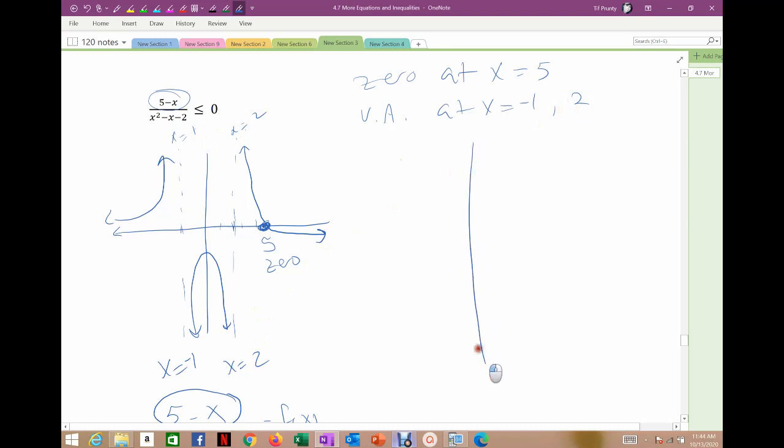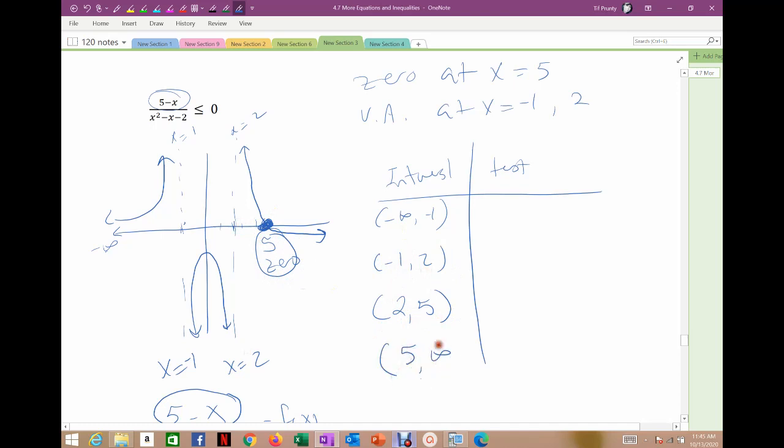So now I'm going to set up my table so I don't miss anybody. Alright, so my intervals, and then my test. My first interval is negative infinity to my first boundary, my asymptote at negative 1. My next interval is between my asymptotes, negative 1 and 2. My next interval goes from 2 to my 0 at 5, so 2 and 5. 5 is my 0, I've got to keep that in mind. And then my last interval is from 5 to infinity. So 5 is a 0.